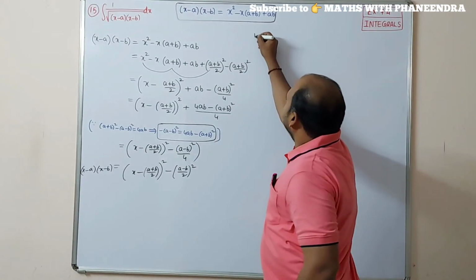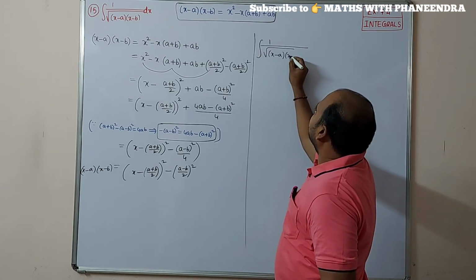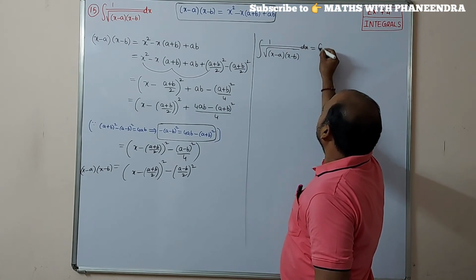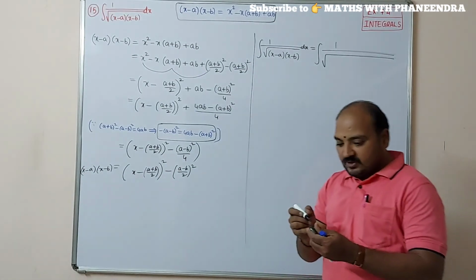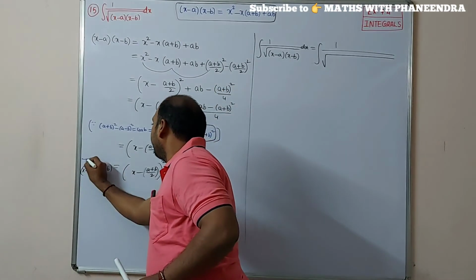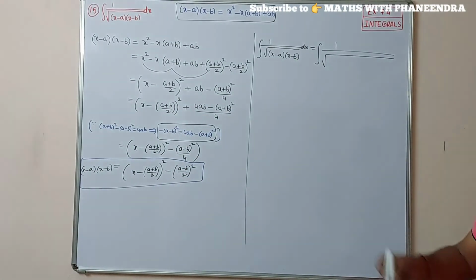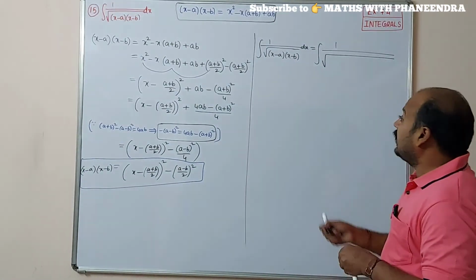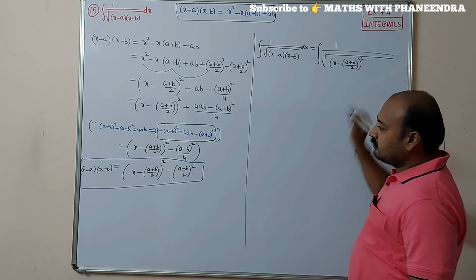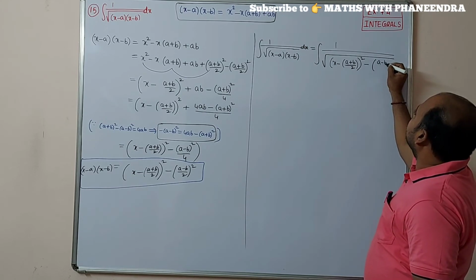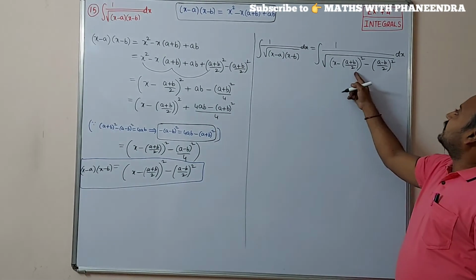Now come to the question. Integral of 1 by square root of (x minus a) into (x minus b) dx is equal to 1 by square root of, in place of (x minus a) into (x minus b), you have to replace with this value: (x minus (a plus b)/2) whole square minus ((a minus b)/2) whole square, into dx. Now it is in the form of x square minus a square.